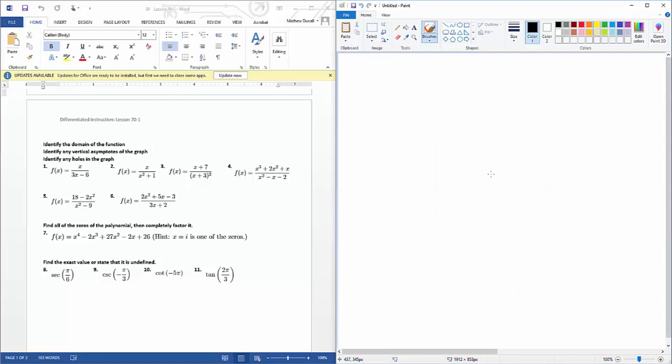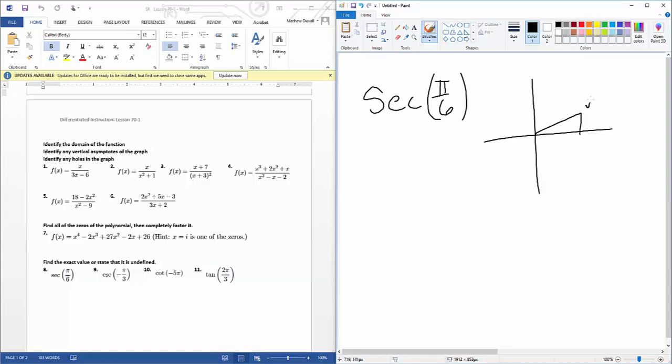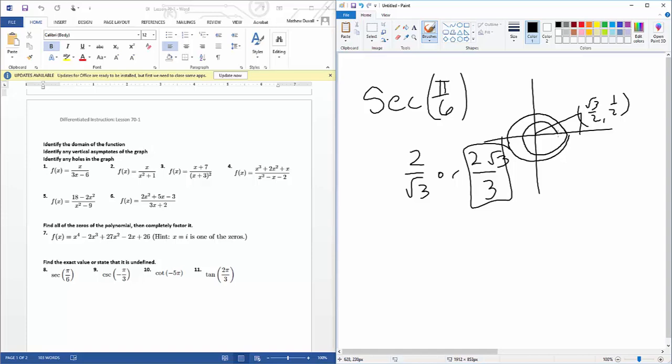For these, you're going to have to use the unit circle. So the secant of pi over 6, so number 8, well, at pi over 6, my cosine value is radical 3 over 2. So the secant is the reciprocal, so that's going to be 2 over rad 3, or 2 rad 3 over 3. Number 10, cotangent of negative pi, so -1 pi, -2 pi, -3 pi, -4 pi, -5 pi. So cotangent is going to be cosine over sine. Well, cosine is -1 over sine is 0, so that's undefined.